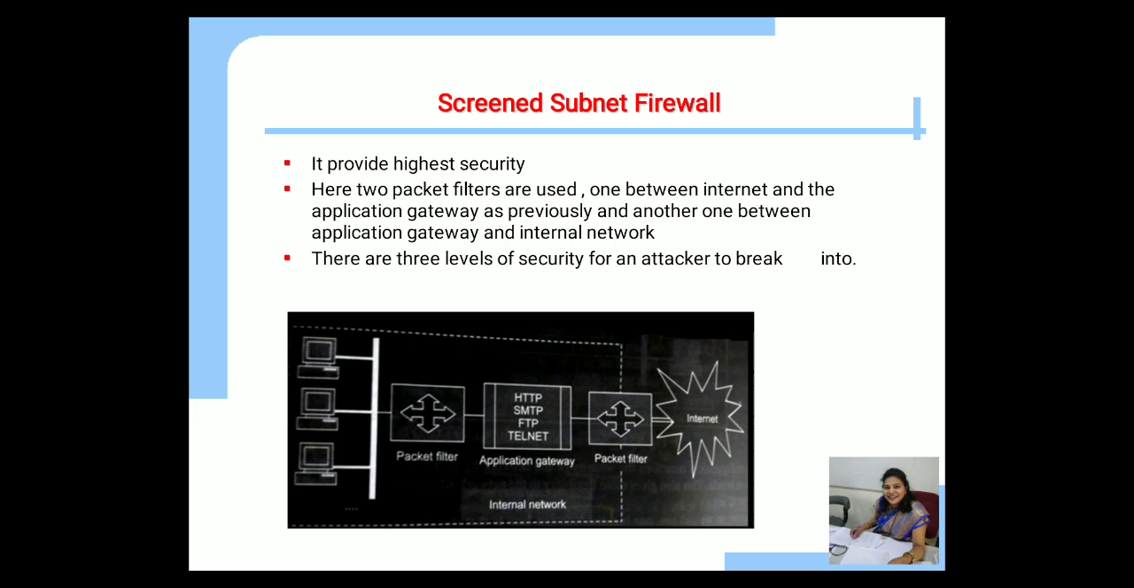So here two packet filters are used, one between the internet and the application level gateway, as we previously saw in the dual homed bastion, and another between the application level gateway and the internal network. There are 3 levels of security for an attacker to break into. If an attacker wants to attack the internal host, they will have to first attack the packet filter router, then the application level gateway, then again compromise the packet filter, and only then can they attack the internal host. That's why this is the best and most secure firewall configuration, the screened subnet firewall.